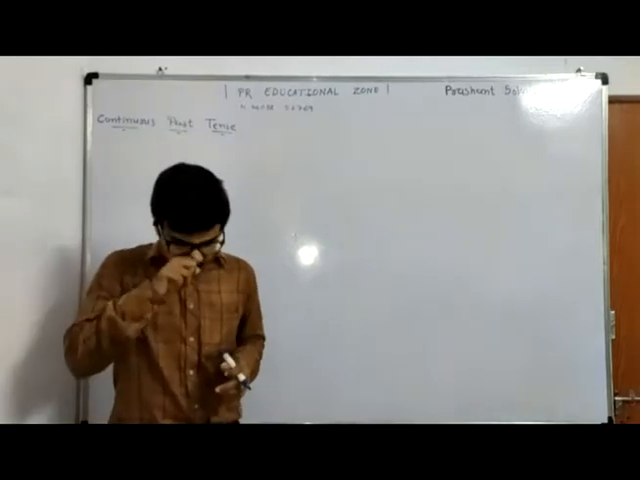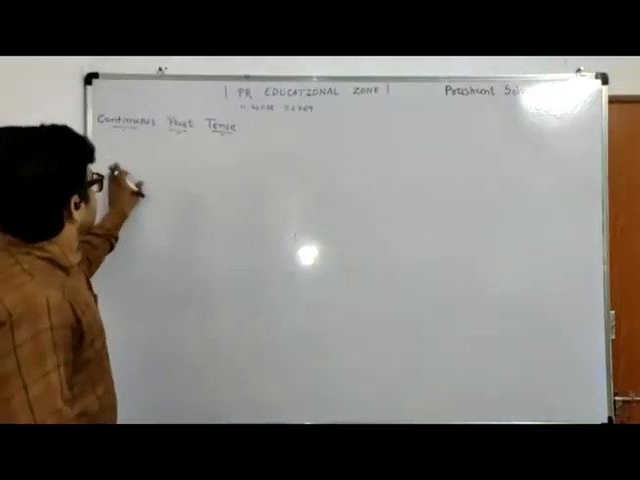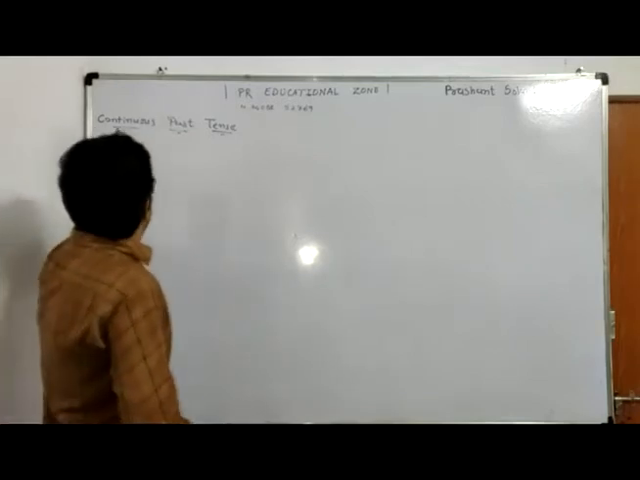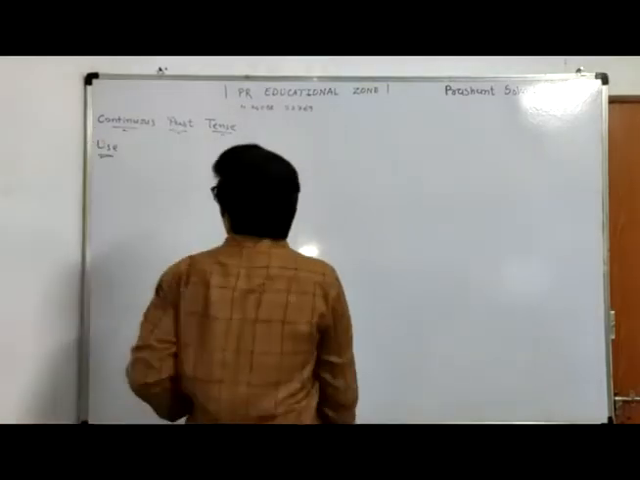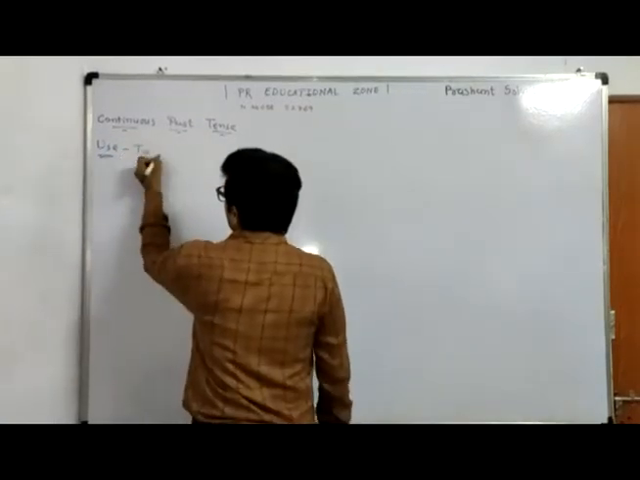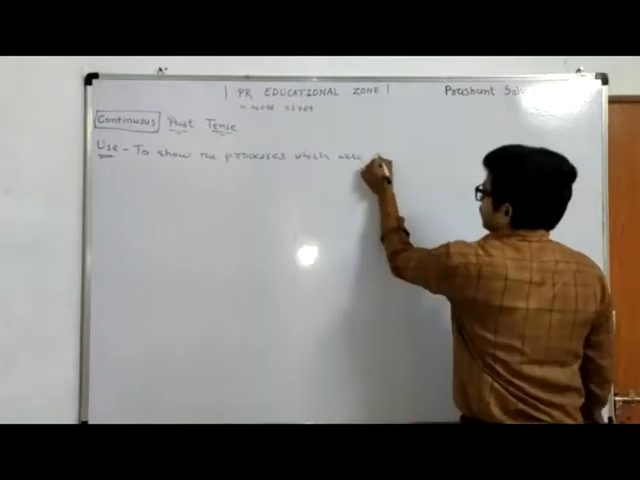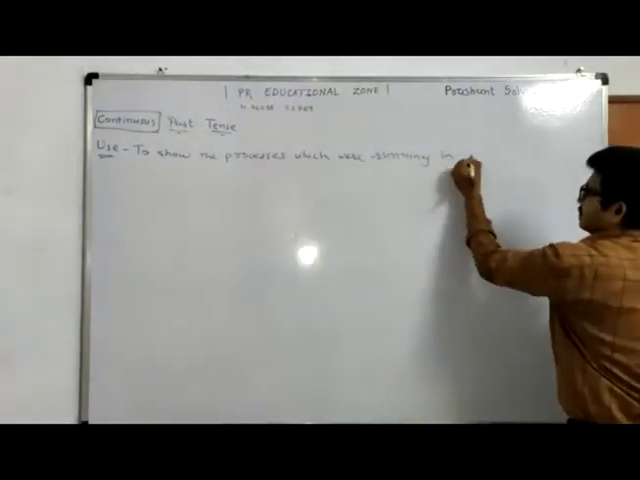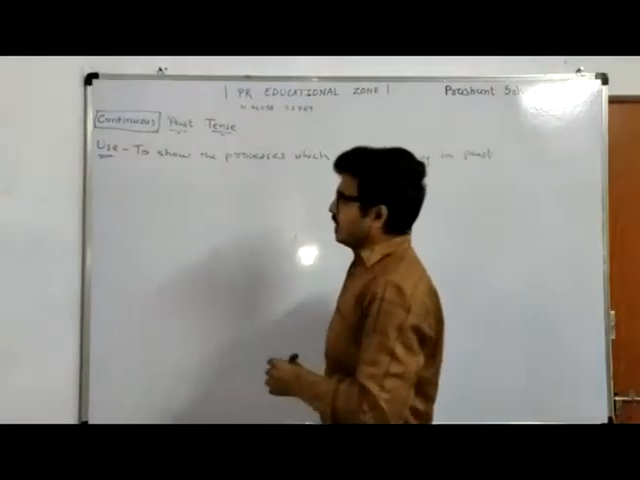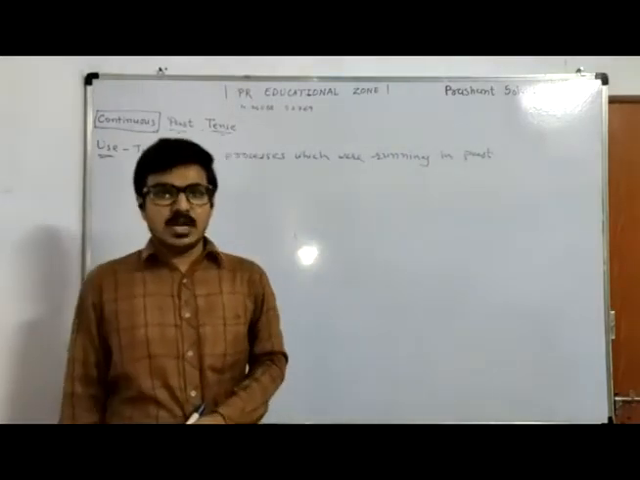So now we are going on our topic, which is the past continuous tense. First of all, we are going for when it is used. It is used to show the processes which were running in the past. And now we are going for its example and its formula, so you can clearly understand.